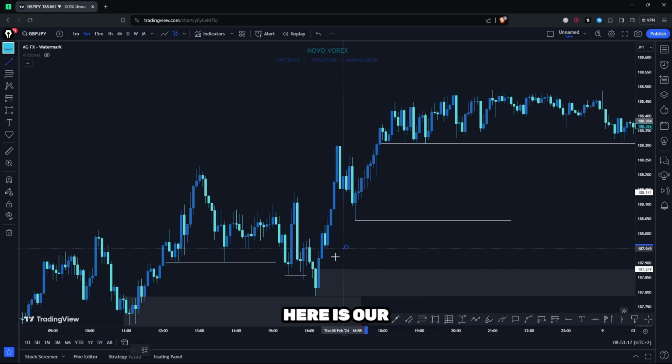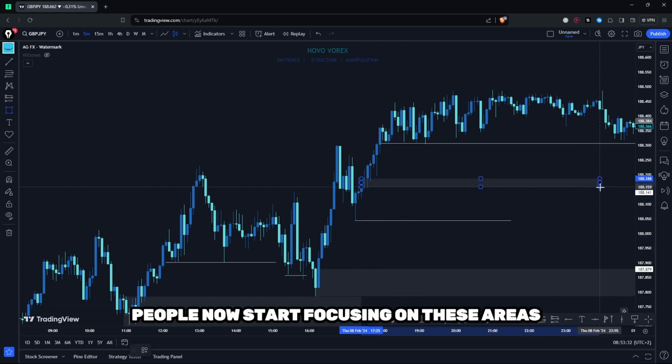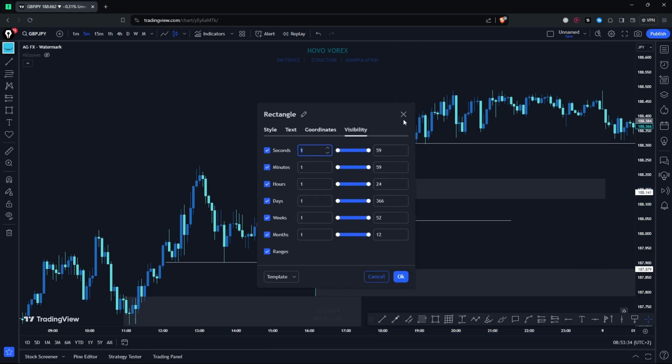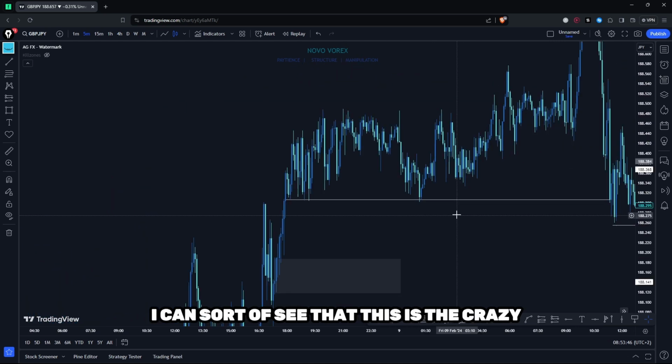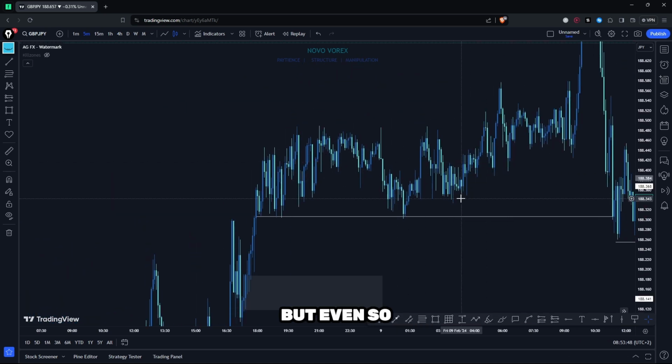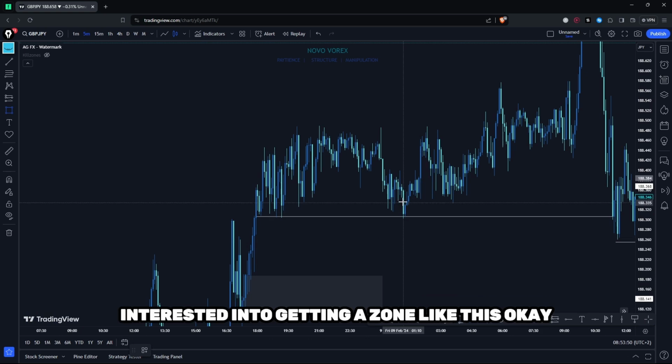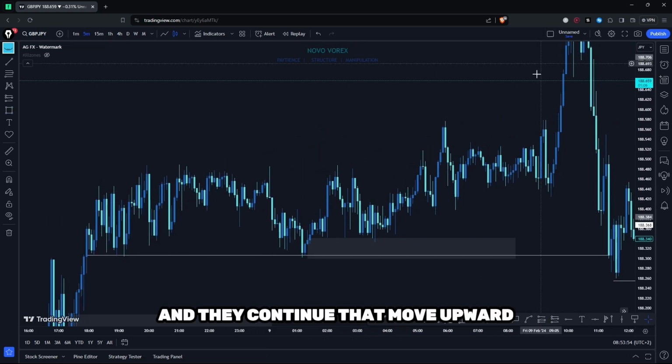We identify here is our extreme order block. This is the zone that we usually look at when price breaks high. However, price then makes that short-term retracement and pushes up, creating that breaker structure. So now what happens, people now start focusing on these areas, right? And they'll start placing the orders here. Price then accumulates orders right over here. But I can sort of see that this is liquidity. But even so, more people might have actually been interested in getting in at zones like this, okay? And then continue that move upward.